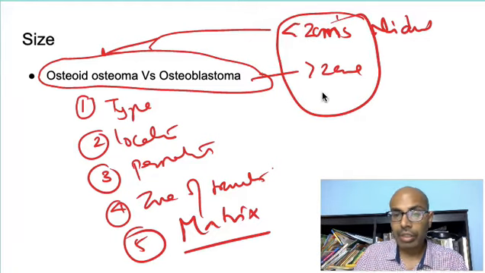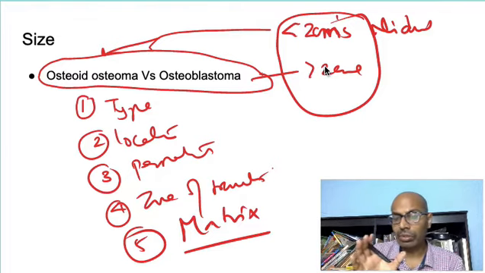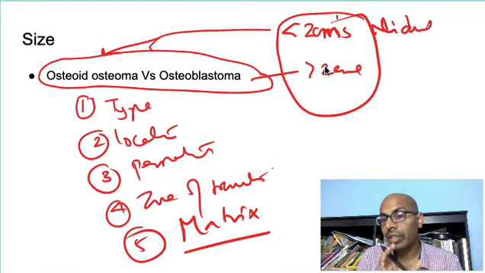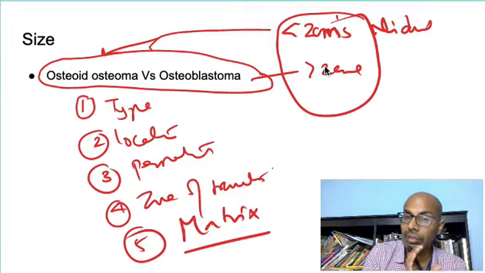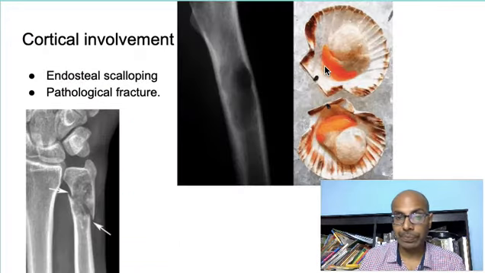There are other tumors also which depend on the size, but the most common example, and most common thing that will probably come in your NEET PG exam, is the size difference between the osteoid osteoma and osteoblastoma. The histological appearance is the same, as I said, but their size or nidus differs. Less than 2 centimeters is an osteoid osteoma, and more than 2 centimeters is an osteoblastoma.